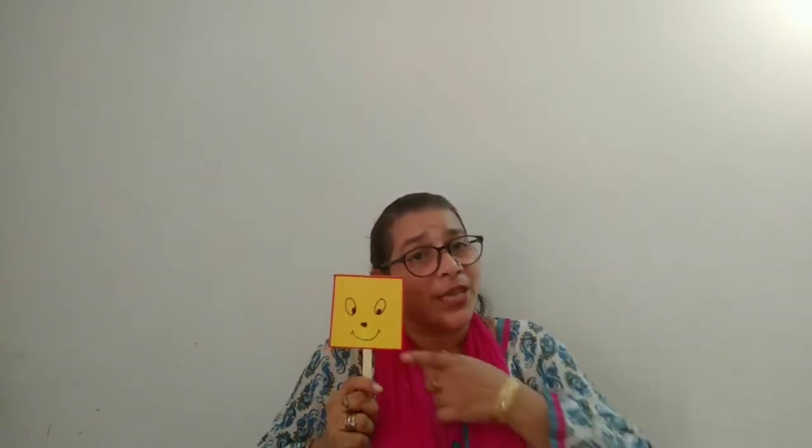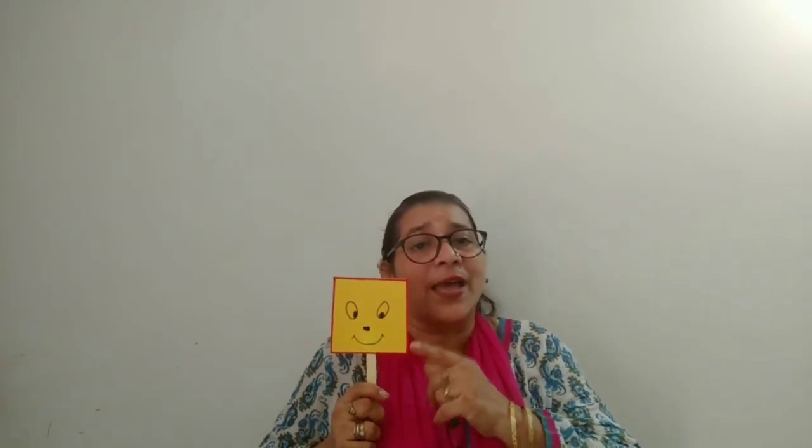I am a shape, I am a shape. My name is square, my name is square. I have 4 sides and all are equal. I have 4 sides and all are equal.